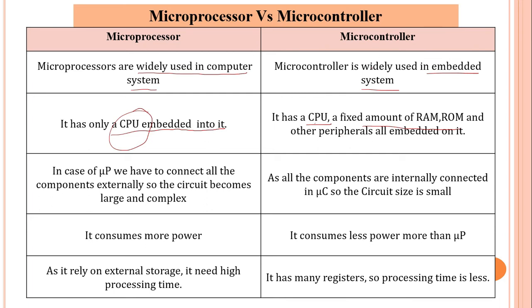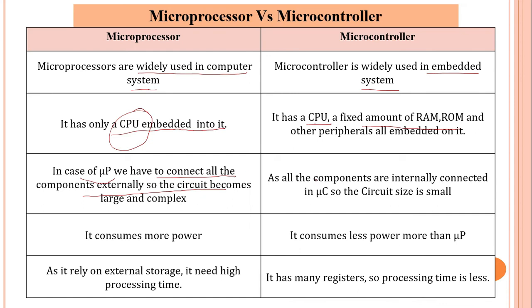That is the main advantage of microcontroller over the microprocessor. Compared to other differences, in case of microprocessor, we have to connect all the components externally, so the circuit becomes large and complex. If you are performing some operations by using microprocessor, some extra units have to be connected. If you connect the extra units to the microprocessor, the circuitry level complexity will increase.